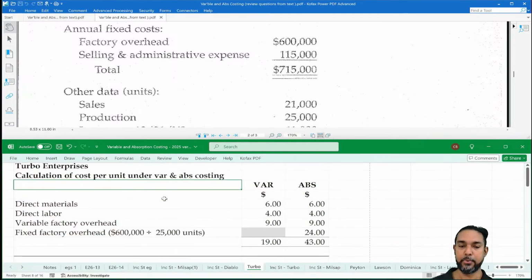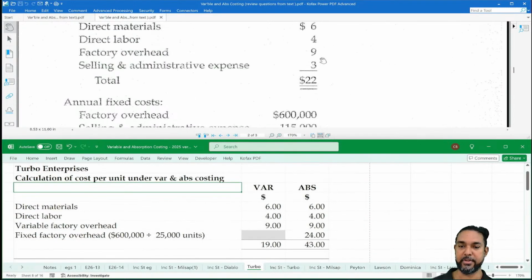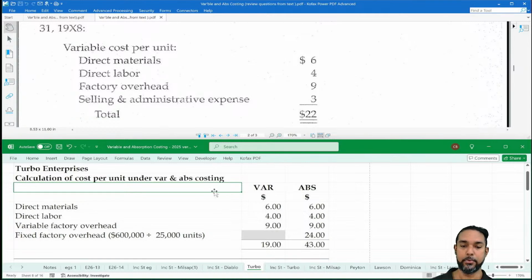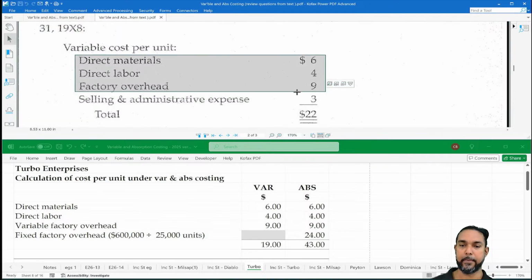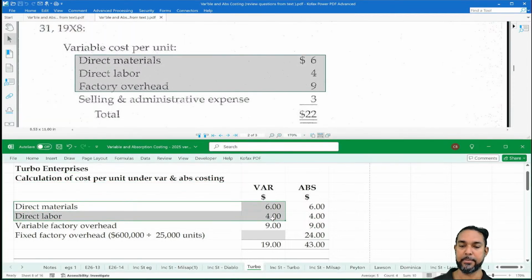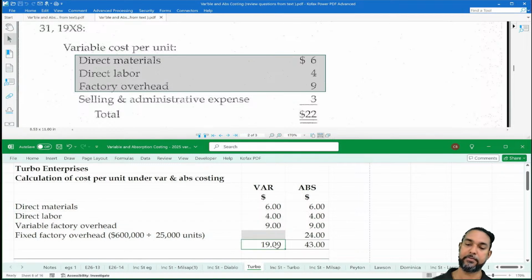So we've done some of the work for Turbo already, all right? Let's just recap that real quick. For Turbo, the calculation of cost per unit under variable and absorption costing. Under variable, we just have the direct materials, direct labor, and variable factory overhead. So 6 and 4 is 10, 10 and 9 is 19.